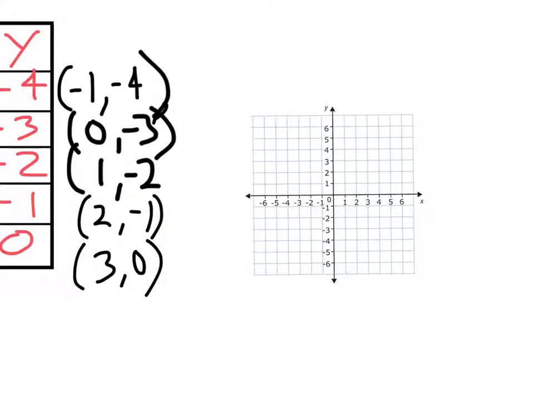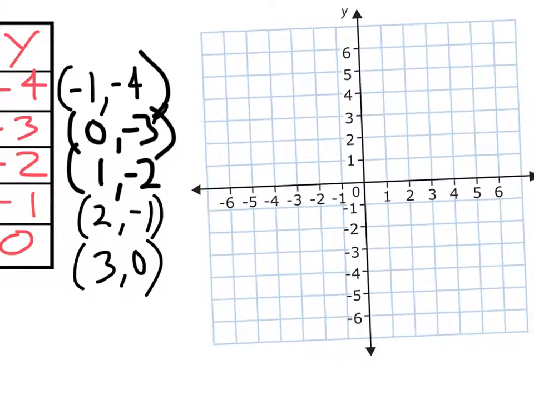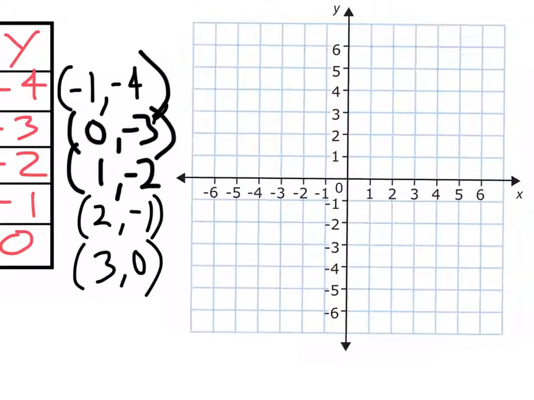So let's take a look at this coordinate plane. Let's make it a little bit bigger, and let's see what this is going to look like. I know that we always start at the origin point, and I can see that it's negative 1 to the left, and then we're going to go down 4. So our first dot is going to be right there.